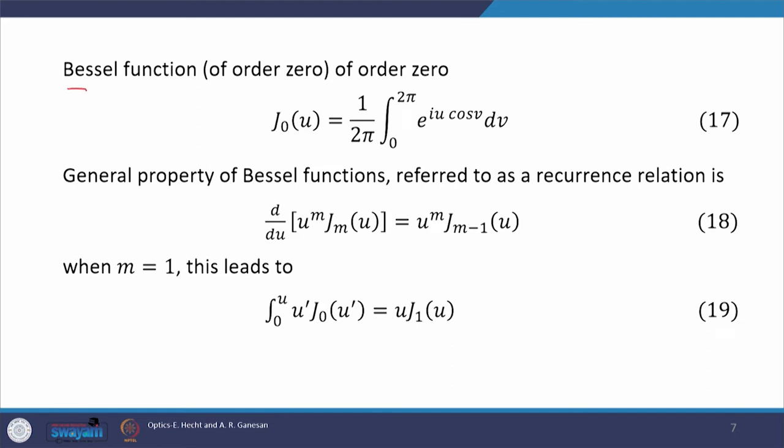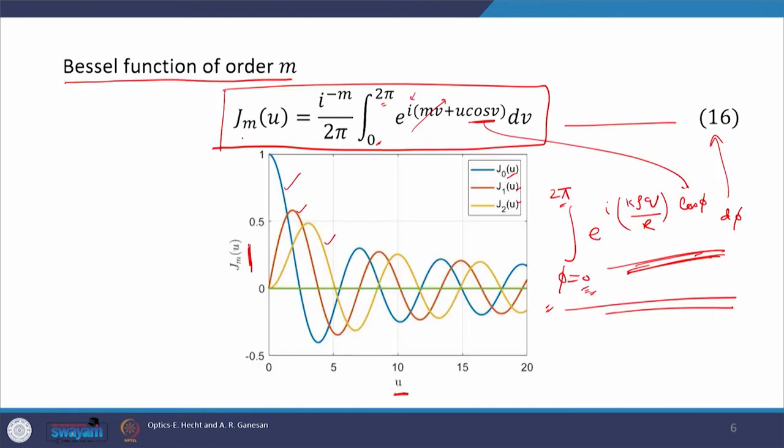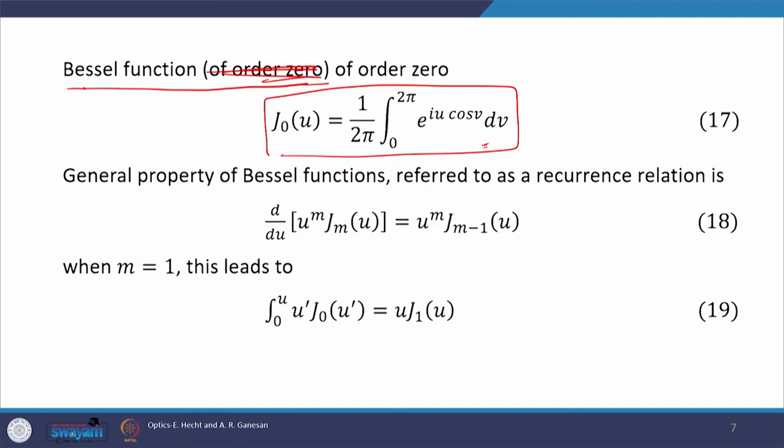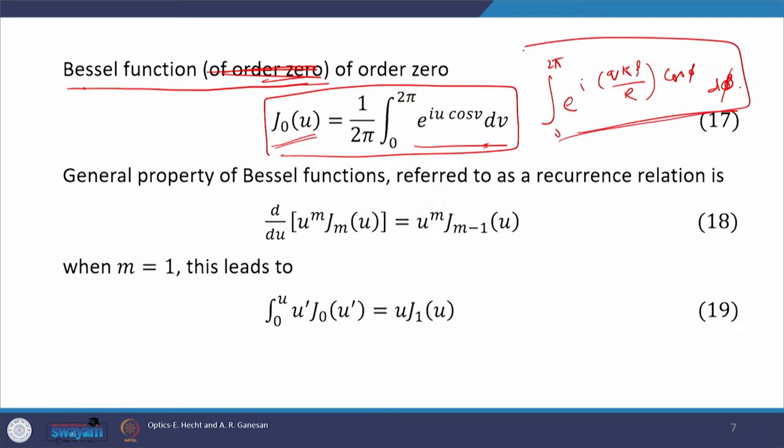Let us see how a Bessel function of order 0 looks like. Now, Bessel function of order 0 looks like this. Here what I did is that in this expression I just substituted 0 for m. If you substitute m is equal to 0, then this term will go away, you would be left with u cos v dv. Now, this is more close to our expression, which is e to the power i q k rho by r cos phi, 0 to 2 pi d phi. Now, you see that it perfectly resembles equation number 17. Therefore, once we know the value of J naught u, we know the solution of this integration.